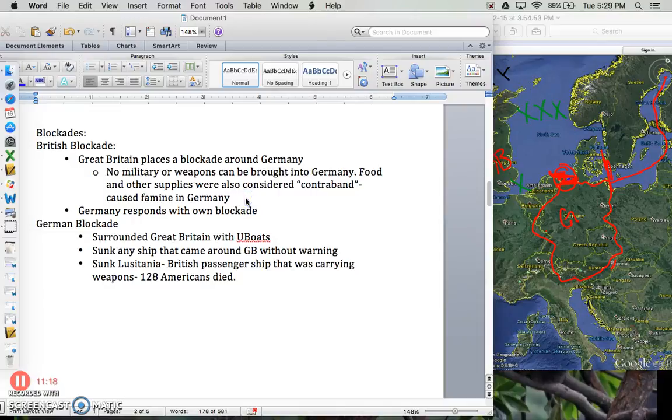So they first start out saying that just military weapons and supplies that will help the war cannot be given into Germany, or be taken into Germany or traded with Germany. So the United States is now lacking a way to get into Germany, which is fine with us because we're still trading with Great Britain, so we're still getting money for it. But Germany, on the other hand, is going to be extremely upset about this.